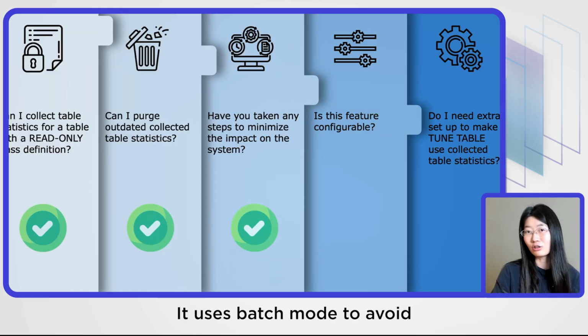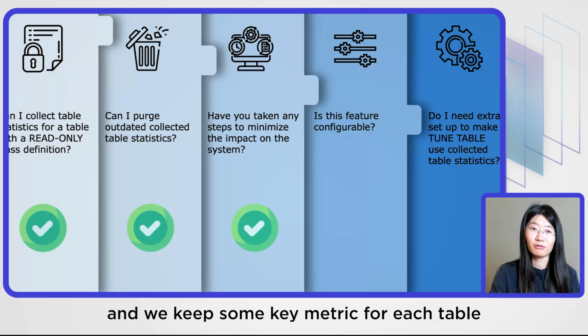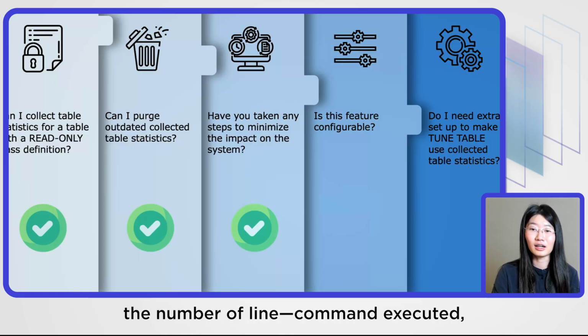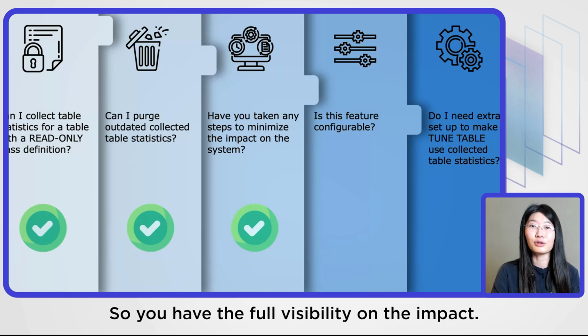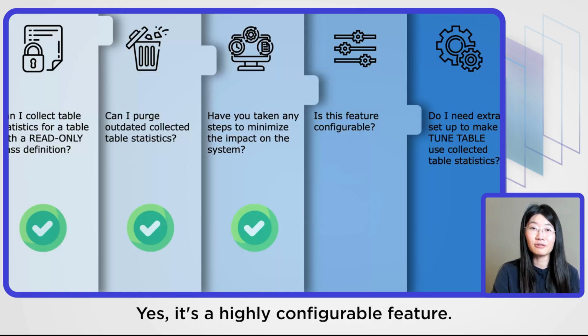It uses batch mode to avoid overwhelming the database cache, and we keep some key metrics for each table tuned by the system task, like total time, the number of commands executed, and the physical block rate, so you have full visibility on its impact. Is this feature configurable? Yes, it's a highly configurable feature.